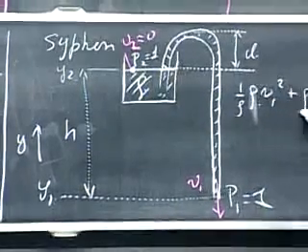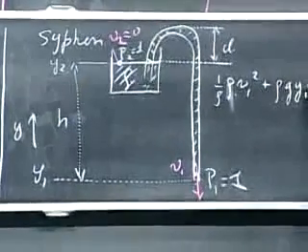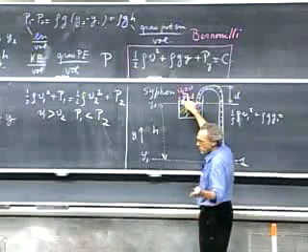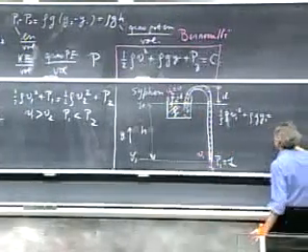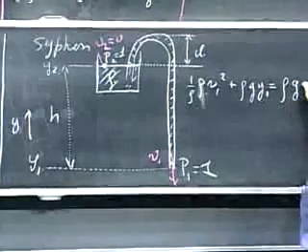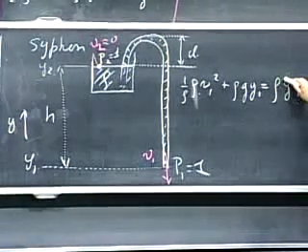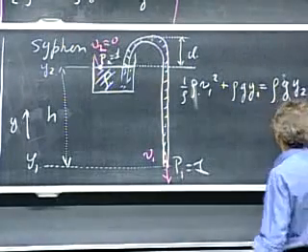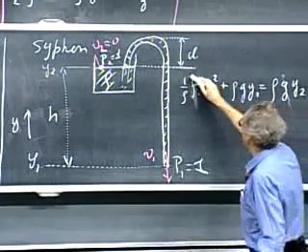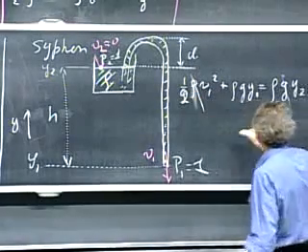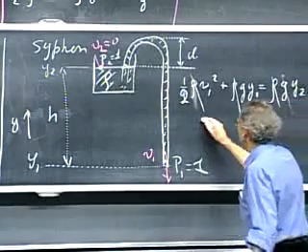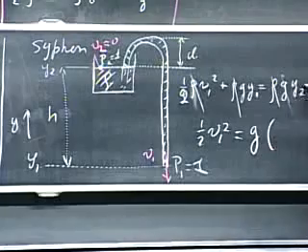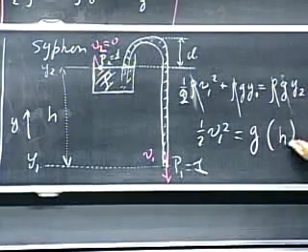plus rho G times Y1, must be 1/2 rho V2 squared, but we agreed that that was 0, so I don't have that term. So I only have rho G Y2. I lose my G's. No, I don't lose my G's. 1/2 rho V squared, no, that's fine. And so I lose my rho. This is 1/2. I lose my rho. And so you get that 1/2 V1 squared equals G times Y2 minus Y1, which is H.